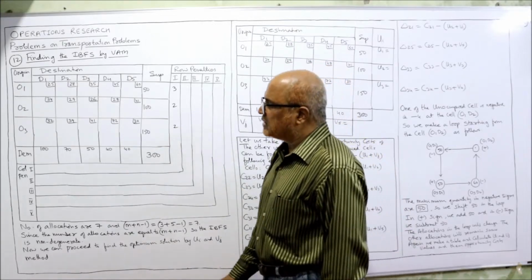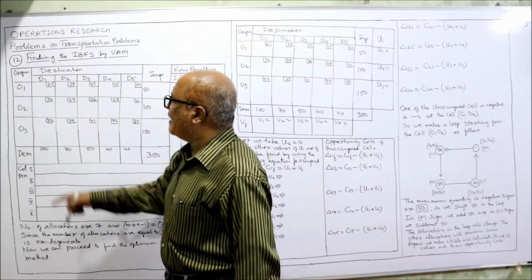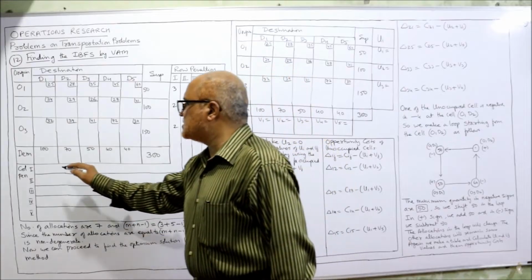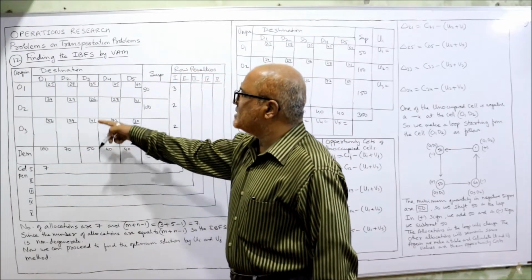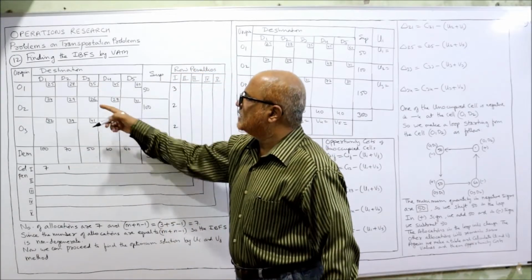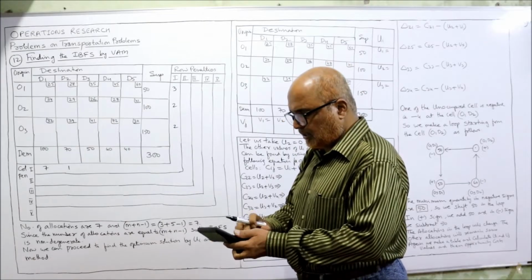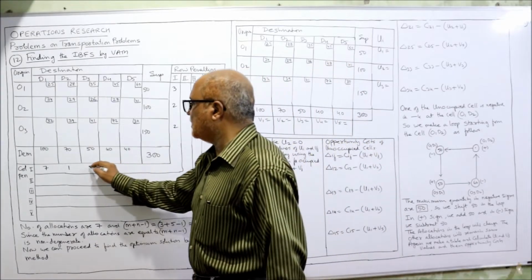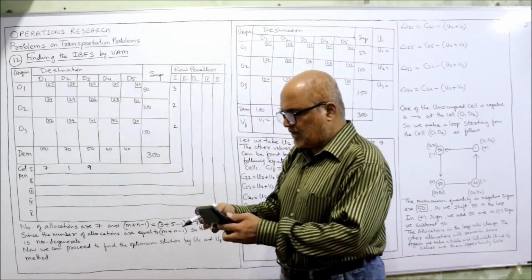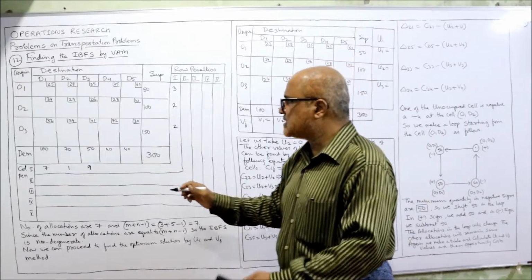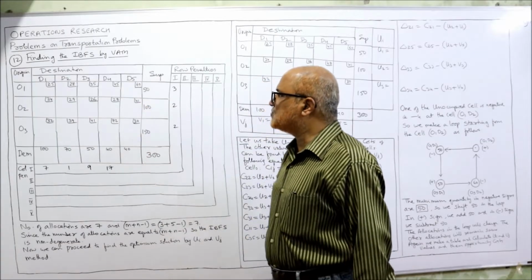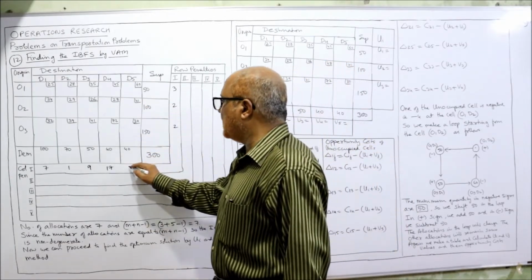Now come to columns. The first column, minimum is 25. Next minimum is 32. So 32 minus 25 is 7. Here the minimum is 28. Next minimum 29. 1 is the difference. Minimum 26. Next minimum 35. So 35 minus 26 you will get 9. Here the minimum is 28. Next minimum 45. So 45 minus 28, you will get 17. Here the minimum is 30. Next minimum is 41. So 41 minus 30 is 11.